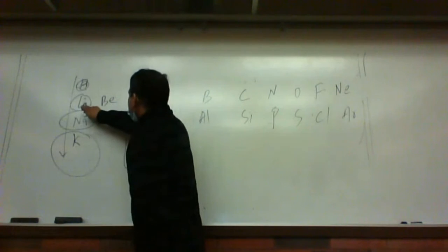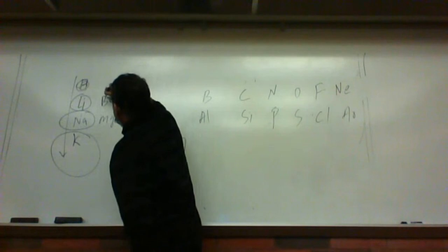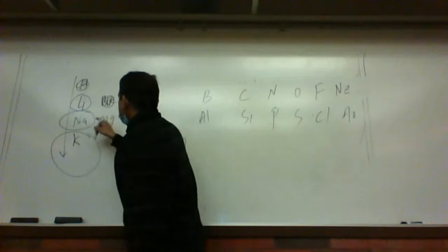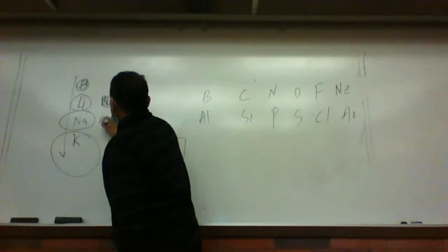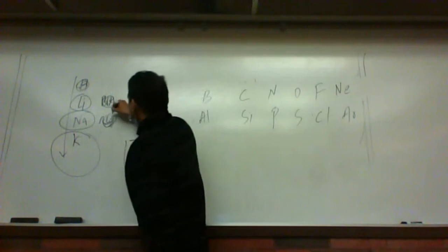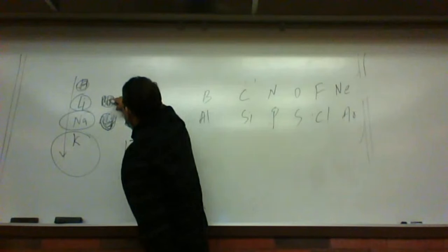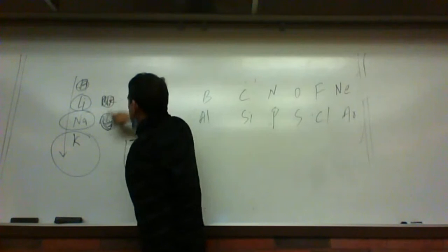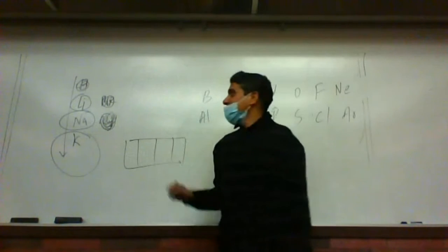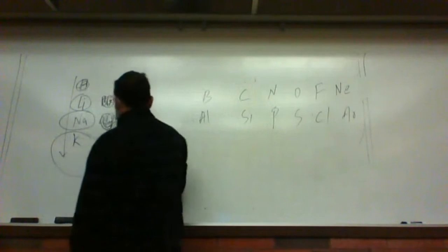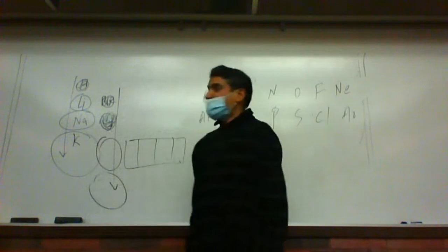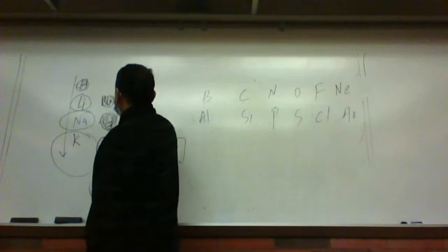If lithium is this one, beryllium would look a little smaller than this. So this is big, this is smaller. If you compare this and this one, this looks a little smaller. So this is bigger than this one, but smaller than that one. If you go from top to bottom in a group, size increases. But if you go from left to right, size decreases.